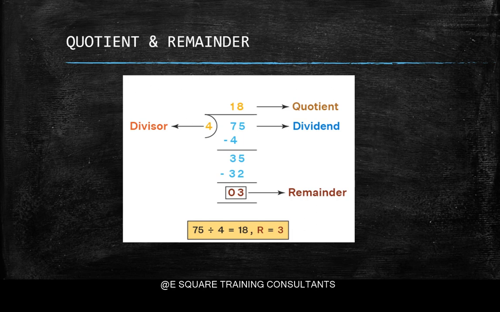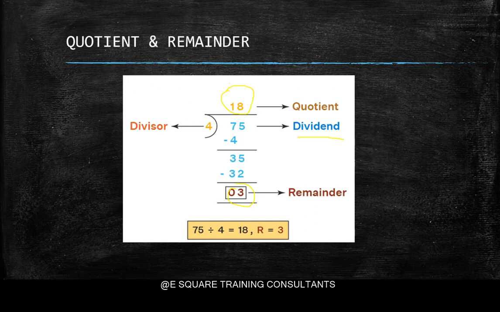Before I actually enter into the concept, I would just take another few seconds to explain what quotient and remainder is all about. Here in this example, I have divided 75 by 4. When I say I divide 75 by 4, 75 is the dividend and 4 is my divisor. On dividing 75 by 4, my quotient is 18 and my remainder is 3. So now you understand the differences between dividend, divisor, quotient and remainder.